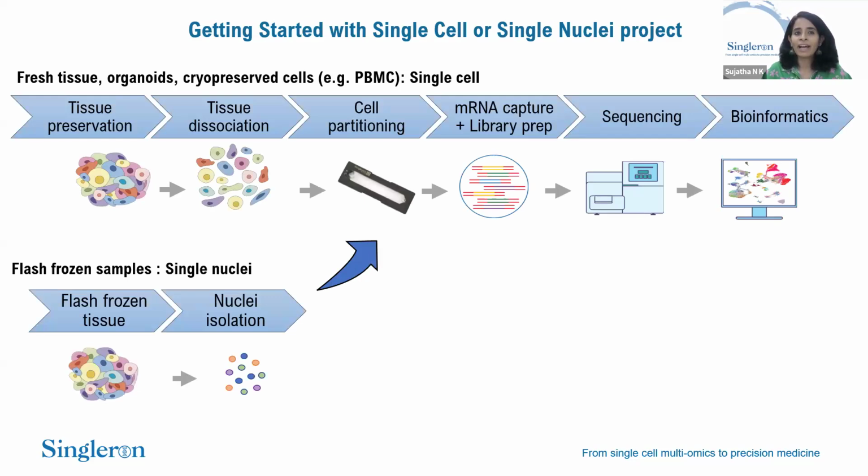Now, in case you have flash frozen samples, you can still embark on doing single cell, but here it will be single nuclei. So here you take your tissue and isolate your nuclei before you actually go down the workflow. So I will go into a little bit more detail on this later.